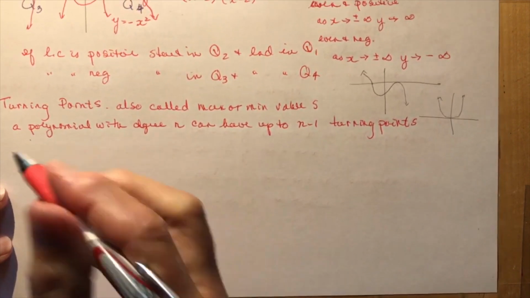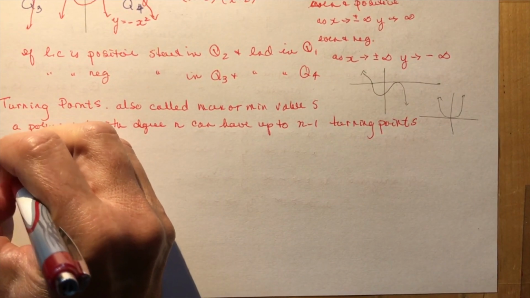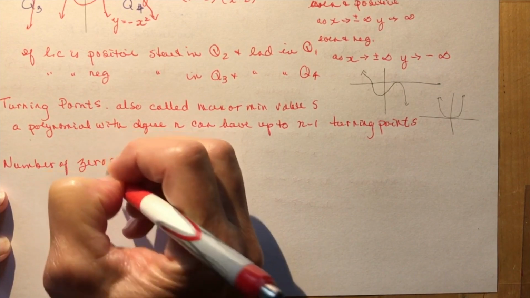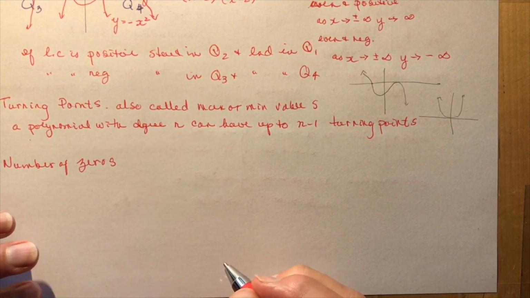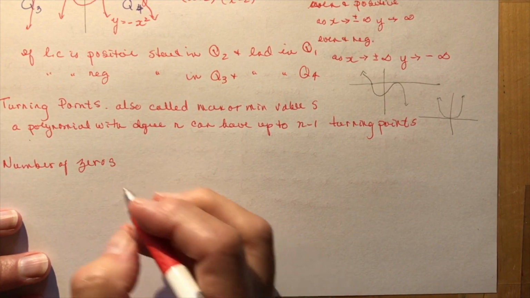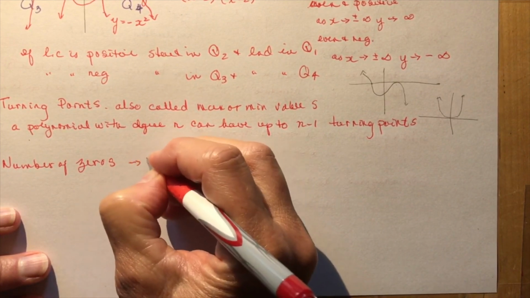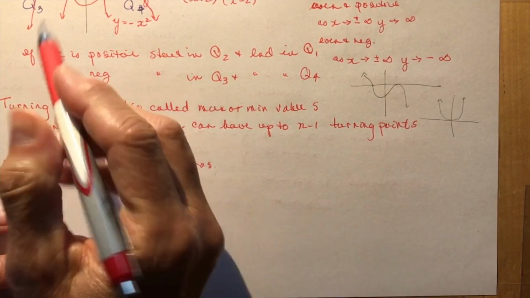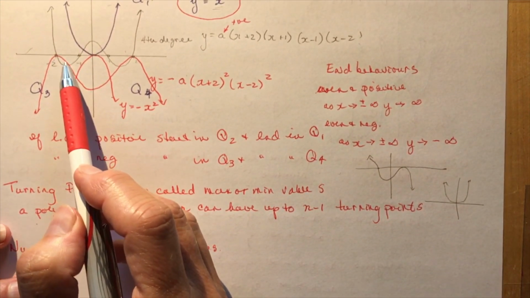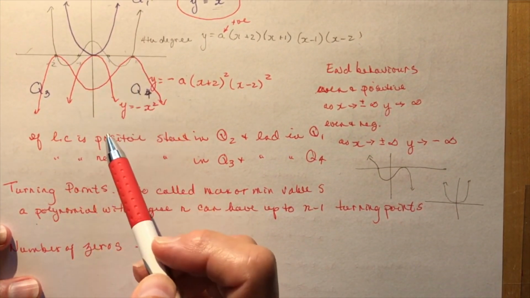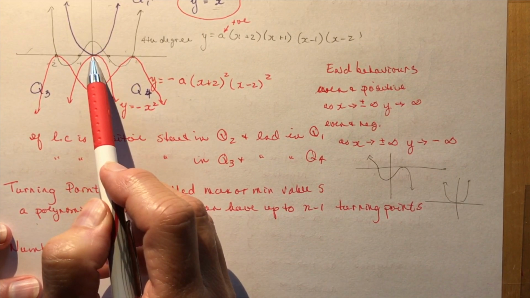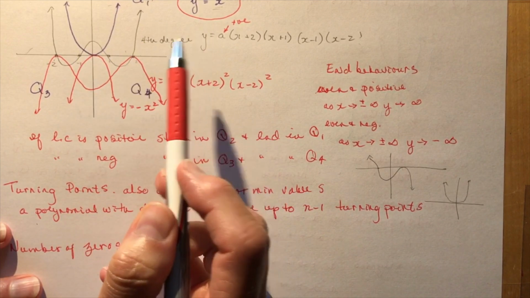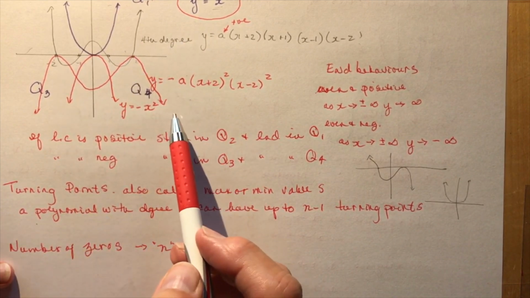Finally, the last thing we need to talk about is the number of zeros. You can have up to n zeros for n degrees. So, for instance, for this fourth degree function, we had 1, 2, 3, 4 zeros. For a second degree function, this had 1, or if I slid my parabola down, I could have had 2. So the maximum number is the degree of the function.